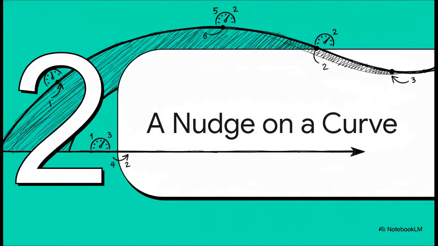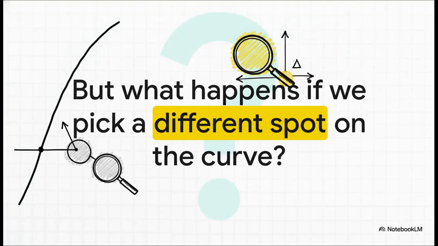All right, let's build on this because here's where it gets really interesting. Remember, a straight line has the same slope everywhere. But a curve is different. Its slope changes. So our little nudge experiment should give us different answers depending on where we are on the curve. Let's test that idea. What if we do the exact same experiment, the same tiny nudge, but we start somewhere else entirely? What if we start where a is equal to 5?